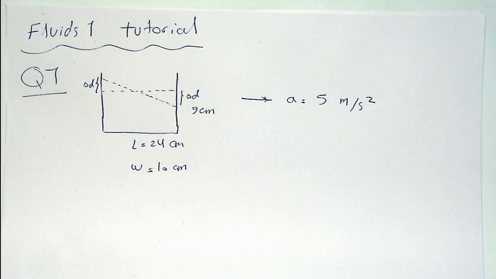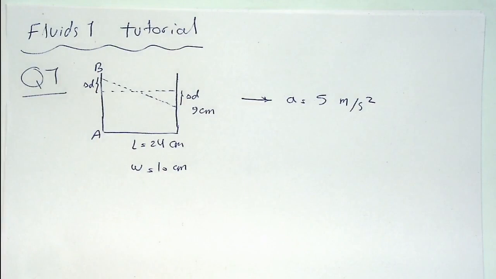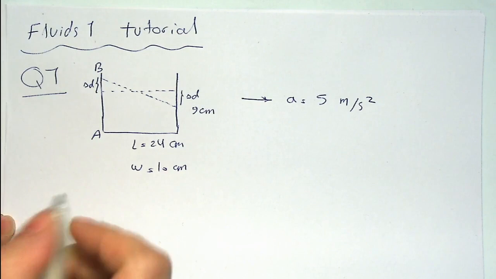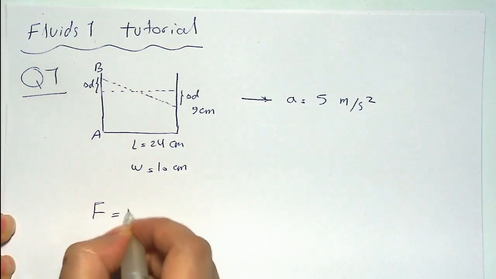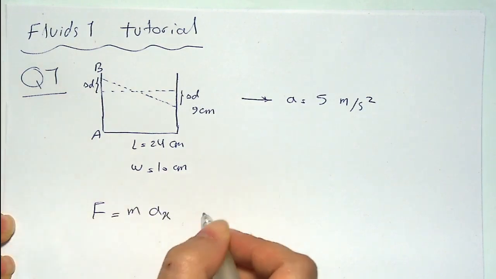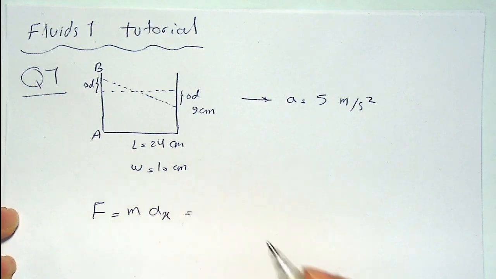what will the water depth be on side AB? This is side AB, the left hand side, and you want to know the depth of the water. So we know that initially the height was 9 centimeter, and now it is increased by the amount of delta D. Okay, so to solve this, we need to use this equation. F is equal to MAX. M is actually equal to rho V.